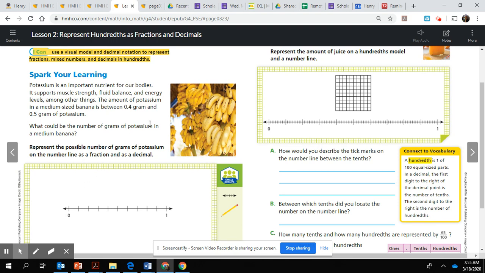And then they said, what could be the number of grams of potassium in a medium banana? So if you know the medium-sized banana is between 4/10 grams and 5/10 gram, then probably the medium-sized banana could be halfway between. So it could be right between 4/10 and 5/10, okay? So if you did that here, it will fall in the middle. So you will have 4.5 tenths will be the size of the medium-sized banana. But we'll walk more through this tomorrow while we're on Google Meets, okay?